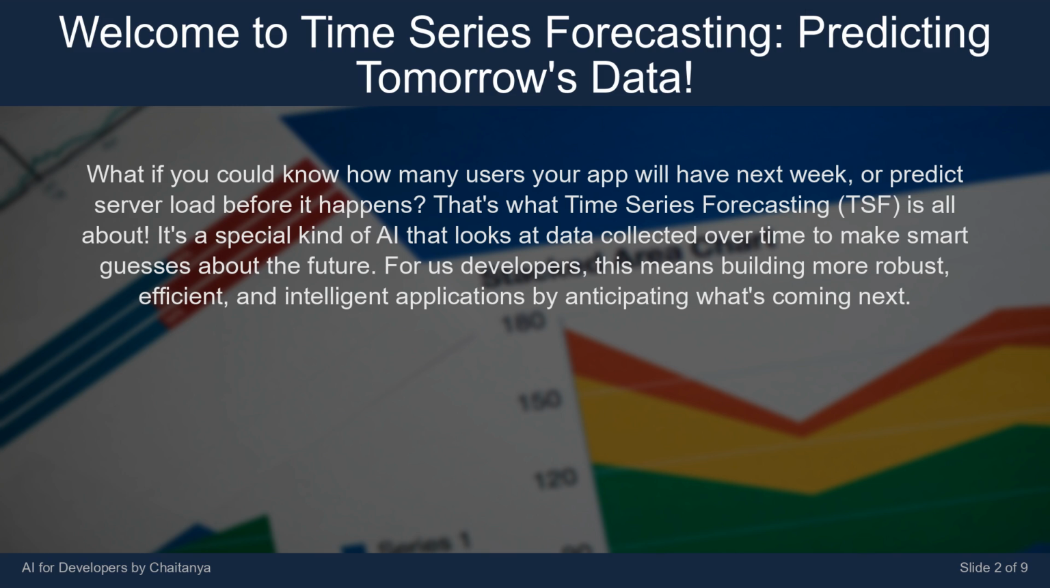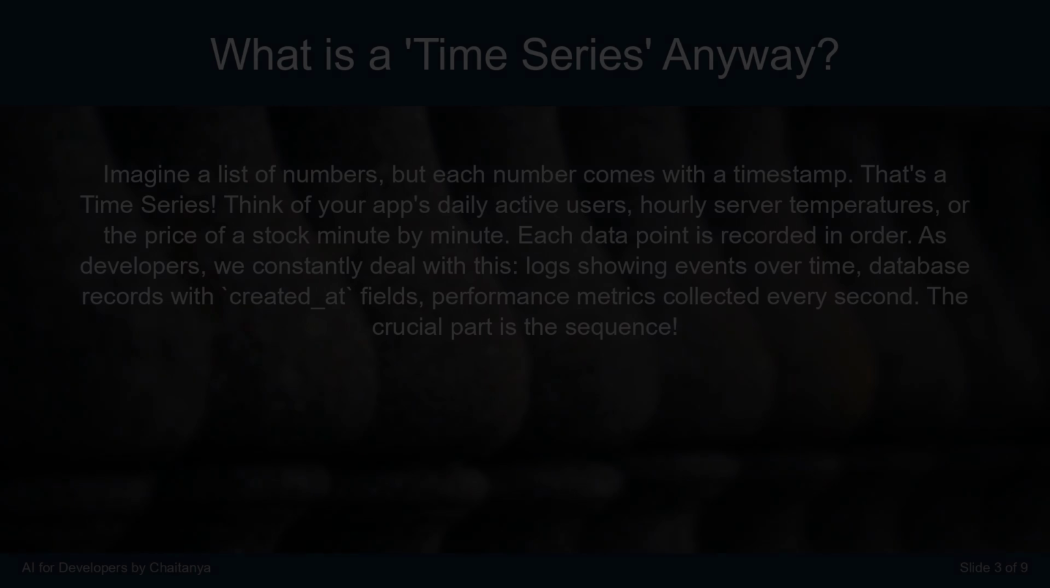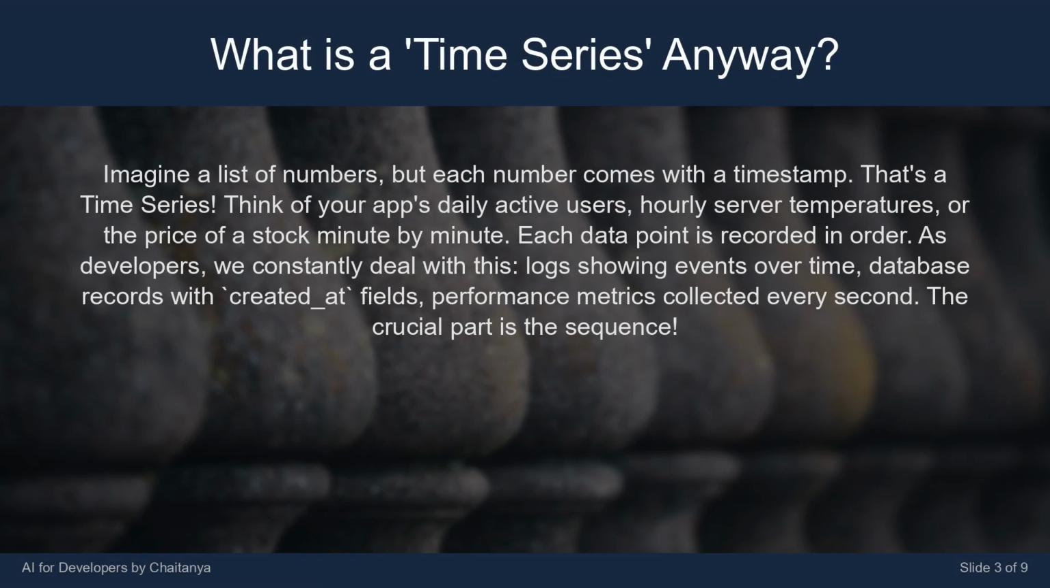It's a special kind of AI that looks at data collected over time to make smart guesses about the future. For us developers, this means building more robust, efficient, and intelligent applications by anticipating what's coming next. Imagine a list of numbers, but each number comes with a timestamp. That's a time series. Think of your app's daily active users, hourly server temperatures, or the price of a stock minute by minute. Each data point is recorded in order.